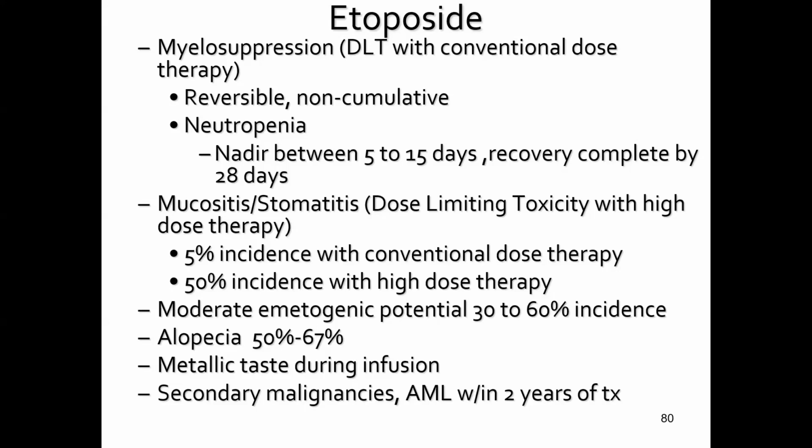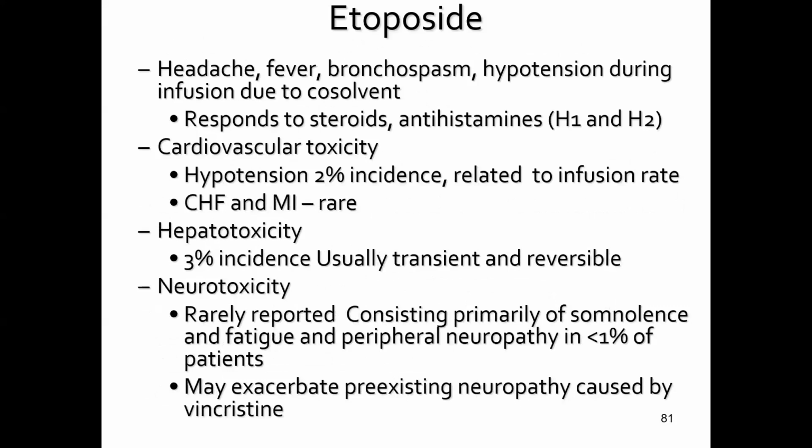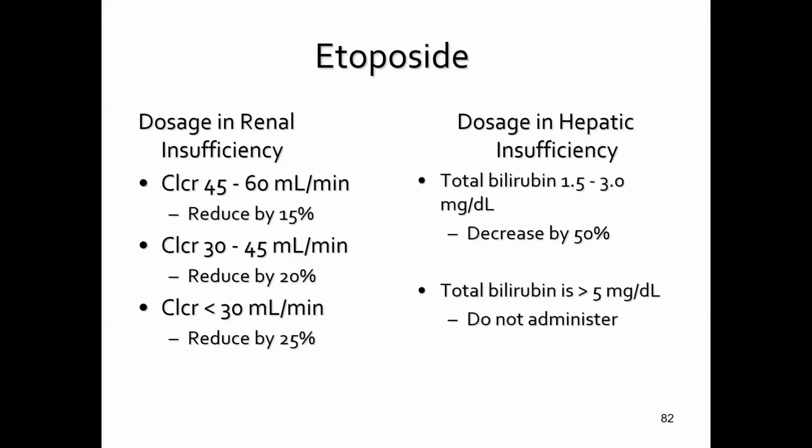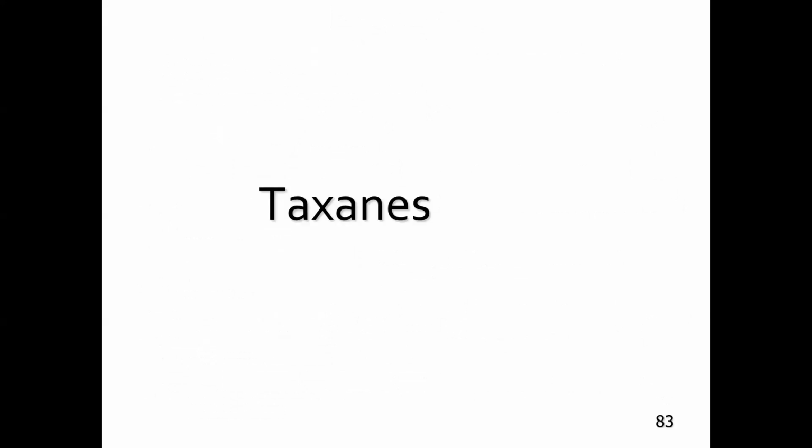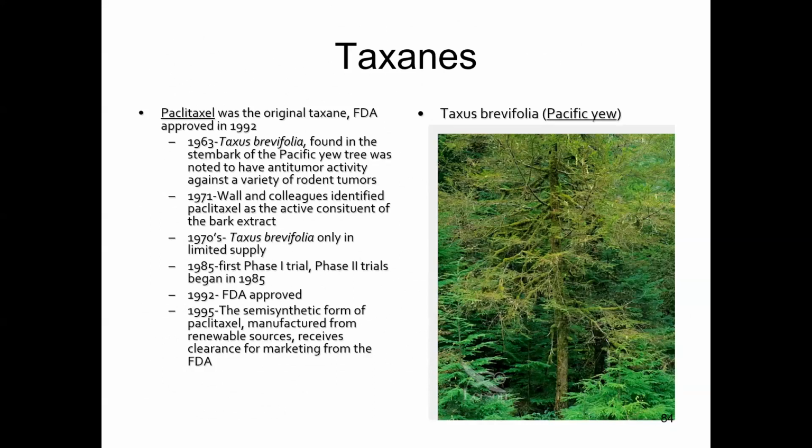Again, secondary malignancies with AML. Headache, fever, bronchospasm, all can happen. Neurotoxicity is rarely reported. And we won't go through the adjustments here. There's a hepatic adjustment. It's a weak adjustment, and it's kind of based on lower albumin and higher free concentrations of etoposide. So taxanes, a long history, discovered in 1963 from the Pacific yew tree.